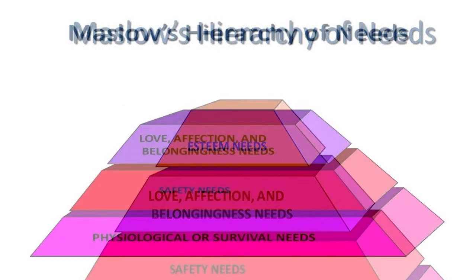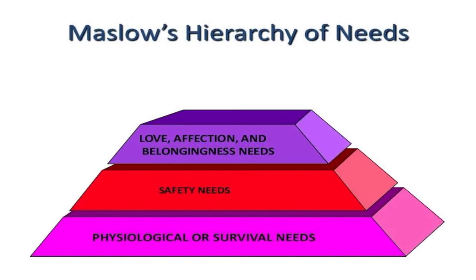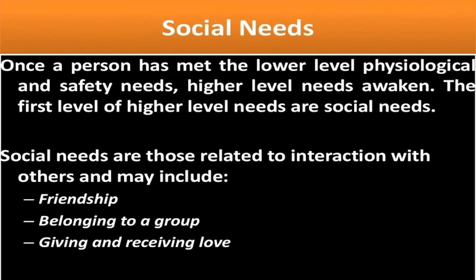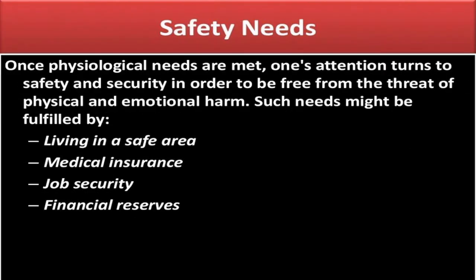Then coming to the third one, love, affection, and belongingness. Here people would like to become group leaders, get recognition, be service oriented, extending service to downtrodden people for getting recognition, and to have their names and family names remembered. These are the love, affection, and belongingness needs. Look at what needs are categorized in that: friendship, belonging to a group, giving and receiving love and affection. These are the social needs. That is the third stage or step.